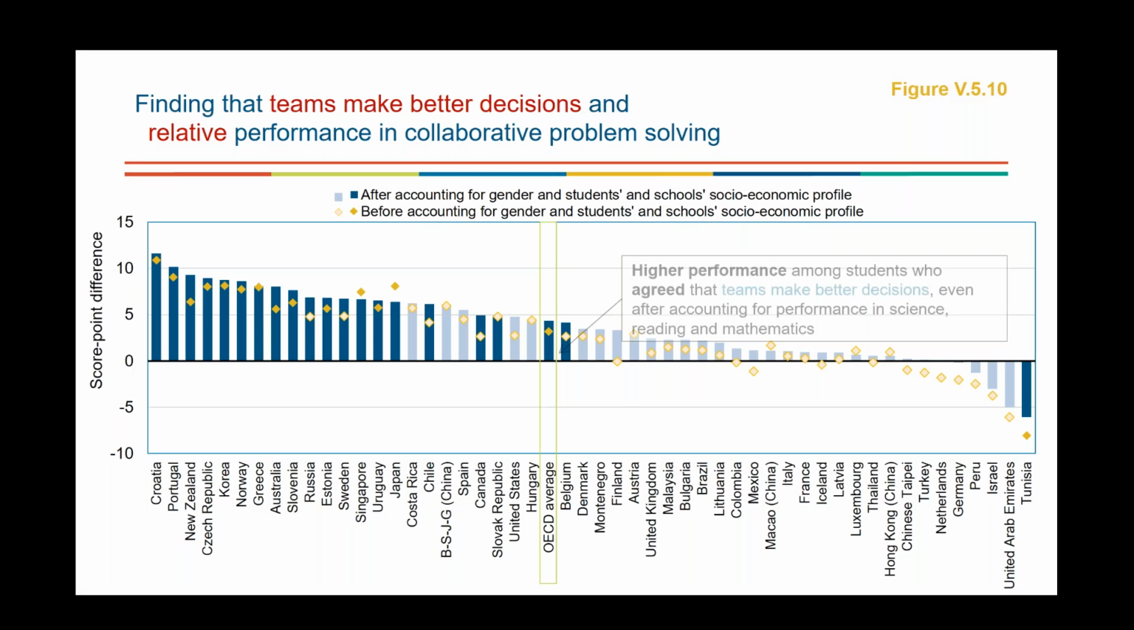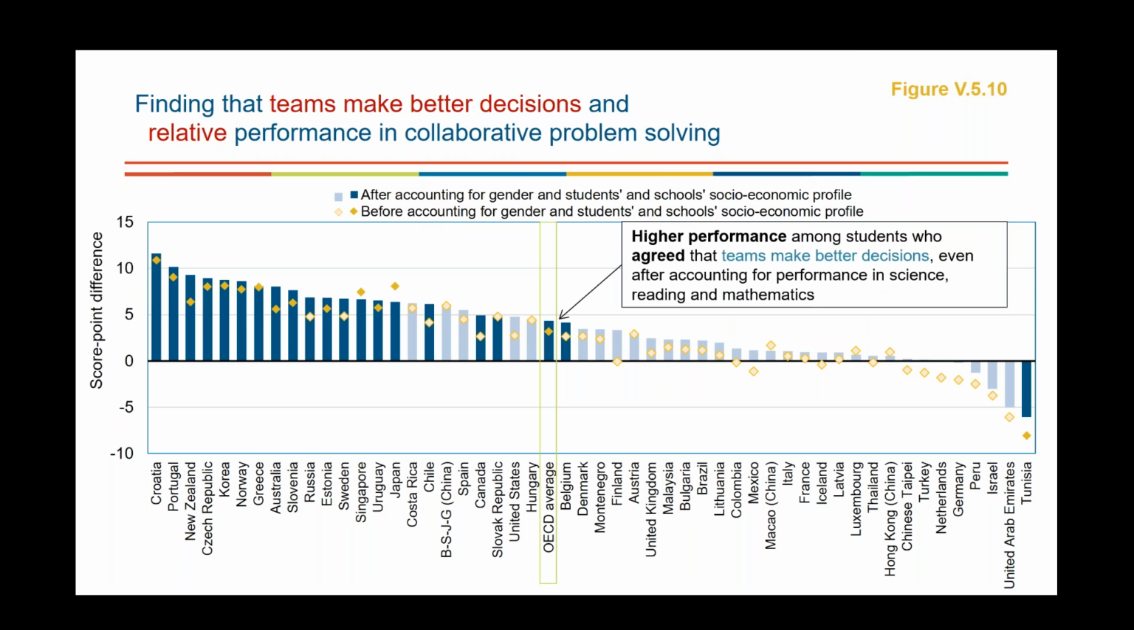Finding that teams make better decisions, that was one of the teamwork dimensions. And you can see again, where students have that kind of attitude, you could see that they did better in relative performance on the collaborative problem-solving scale in a large number of countries. So attitudes and performance go together on balance, but also in the majority of countries.